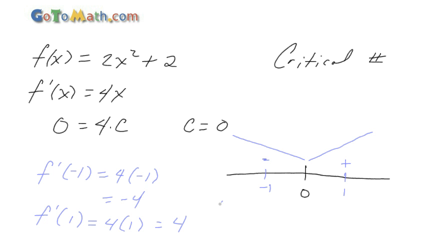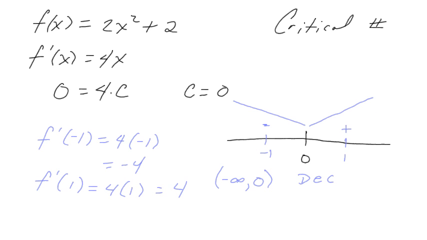Okay, so we have from -infinity up to 0, that graph is decreasing, and I'm just going to put DEC here. And then from 0 to infinity the graph is increasing, and I'll just put INC there for increasing. Okay, so this is the simplest way to do that.